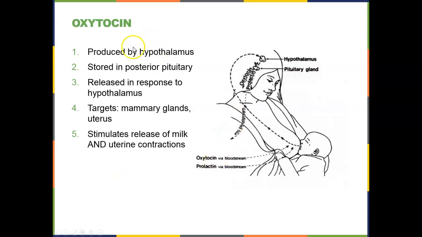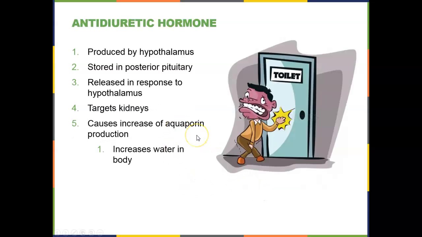So oxytocin is produced by the hypothalamus, stored in the posterior pituitary, and released when the hypothalamus tells the posterior pituitary to release hormones. The targets are mammary glands and the uterus, and it stimulates uterine contractions and milk production. Both are controlled by positive feedback mechanisms, I should say.